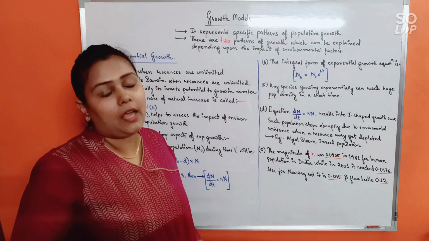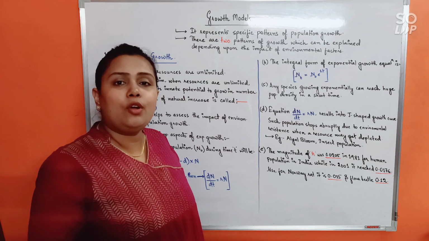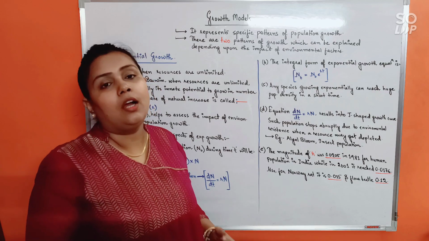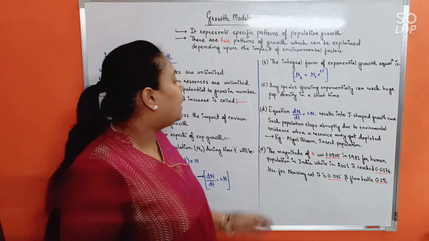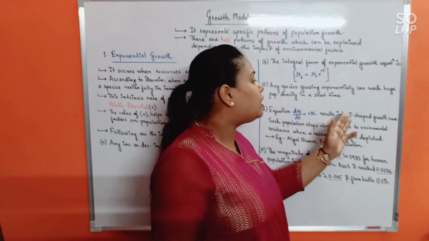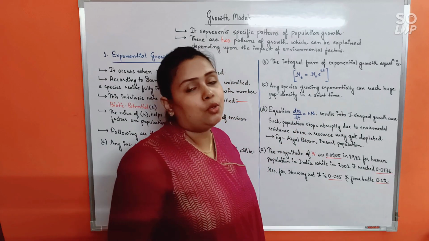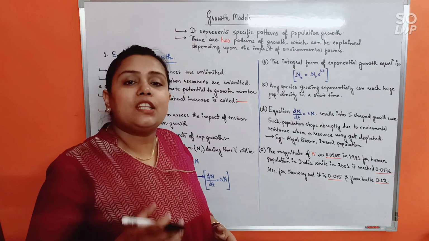Of course, if the habitat is providing unlimited resources, then the organisms can reach a huge population density in a very short period of time, right? So the equation dN/dt = rN results in a J-shaped growth curve. The growth curve for the exponential growth model would be J-shaped.